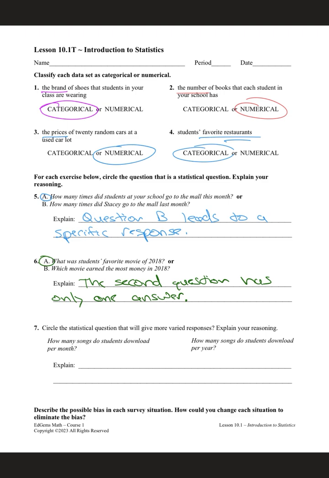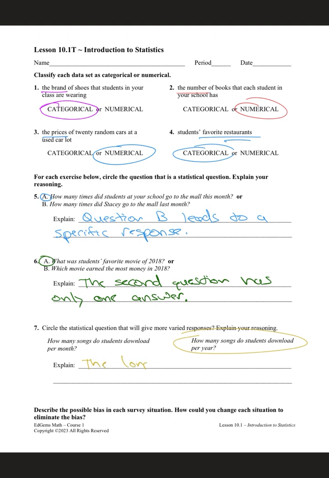On number 7, it says, circle the statistical question that will give more varied responses and explain your answer. Is it A, how many songs do students download per month? Or the second question, how many songs do students download per year? So which one of those is going to give more varied responses? It would probably be the second one. Okay, and the reason why is the longer time frame will provide more answers.